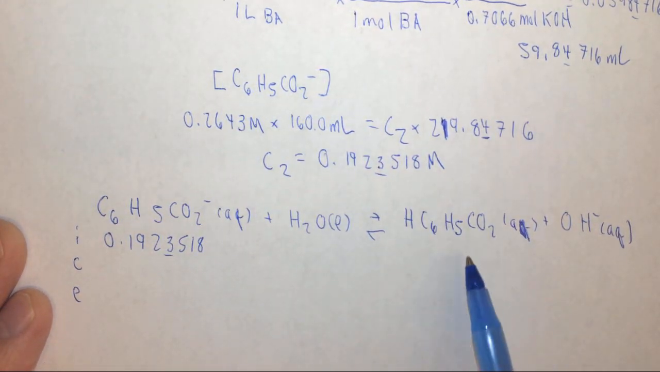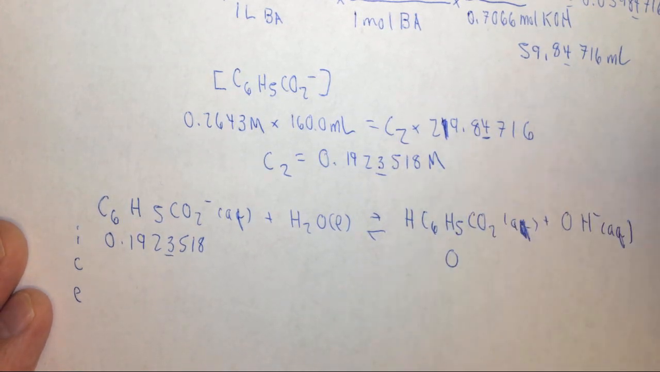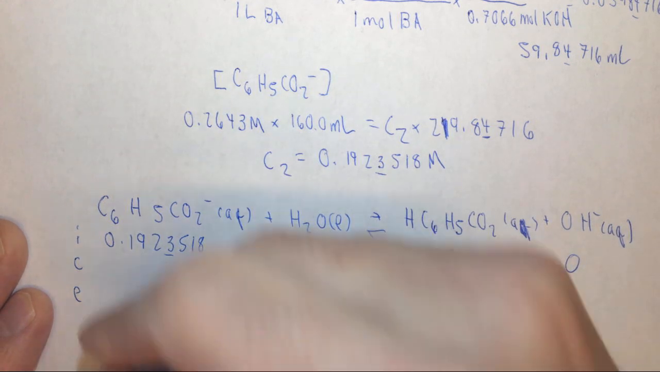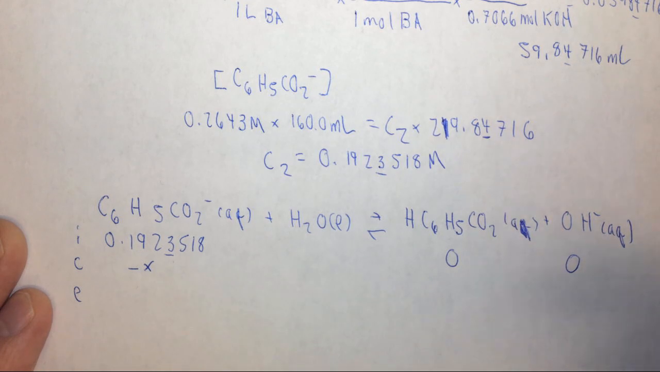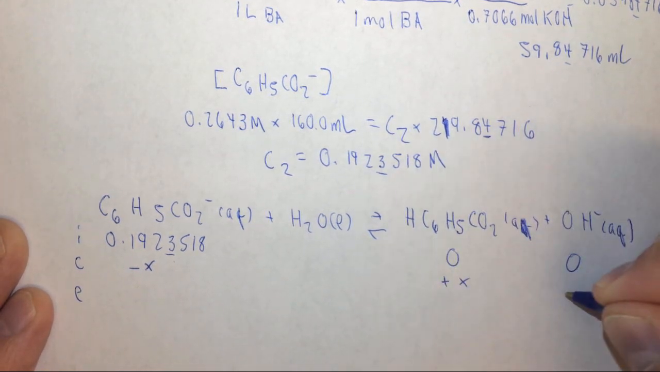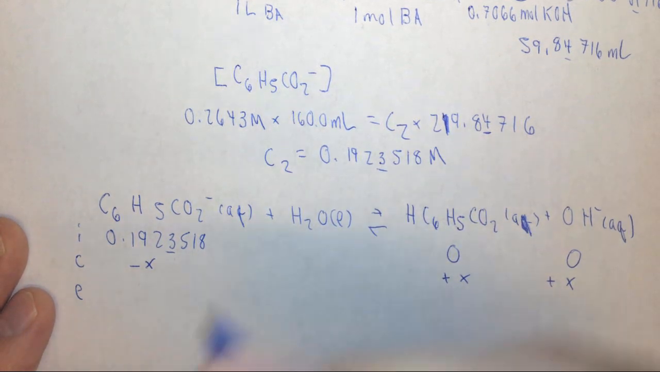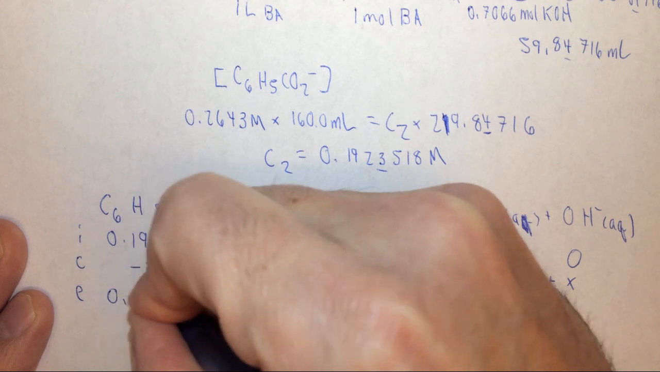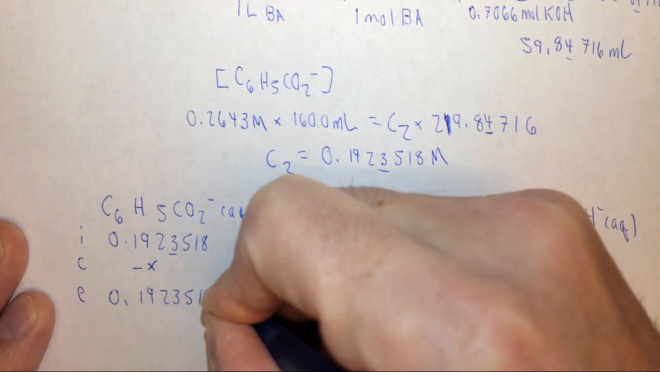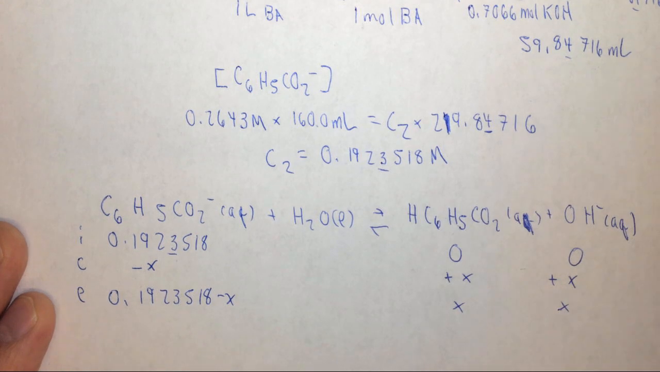Water we don't care about. The initial concentration of the acid is 0, and the initial concentration of the hydroxide is 0. Now we're going to look at the change in the concentration. So in this case, we're going to subtract x of this, and we're going to add x of each of these. So at the end of the day, we're going to have 0.1923518 minus x, x, and x.